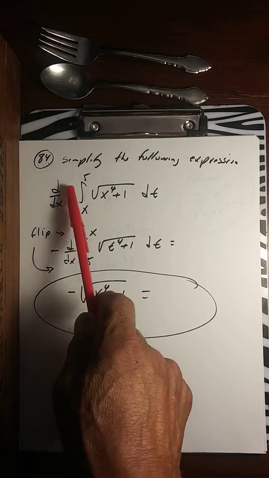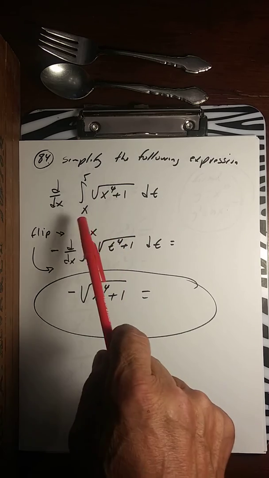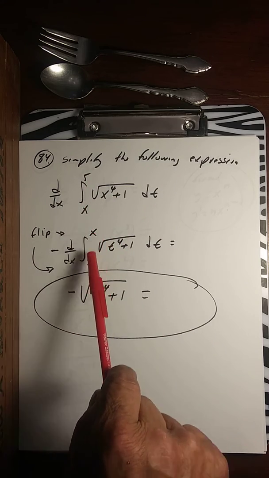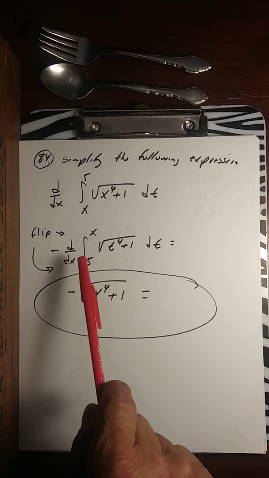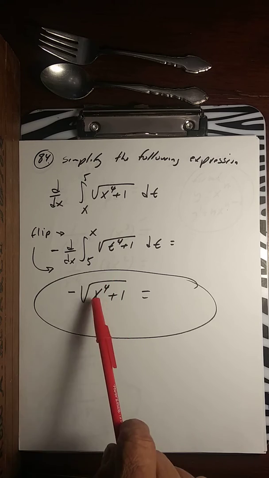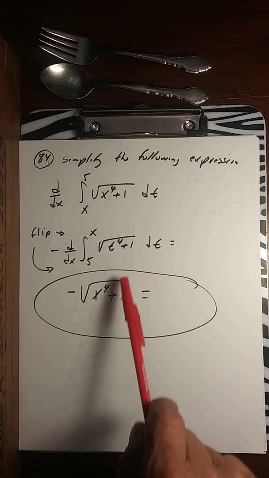Simplify the following expression, the derivative of this integral. Alright, let's flip this around. Put a negative sign here, put the x up there, the 5 there. So now this is going to become negative square root of x to the 4th plus 1.